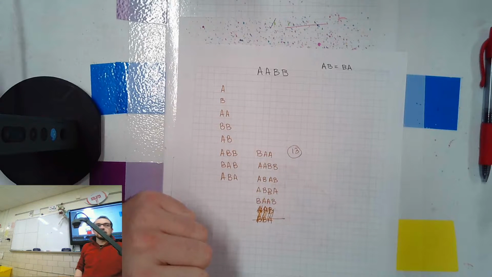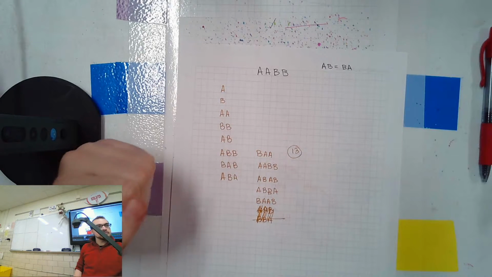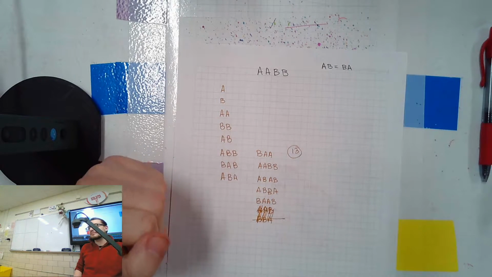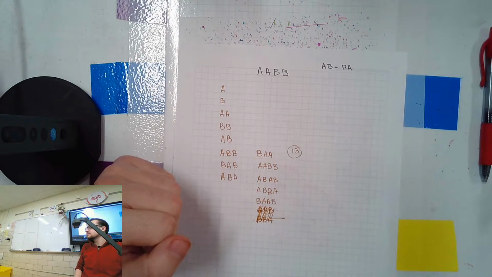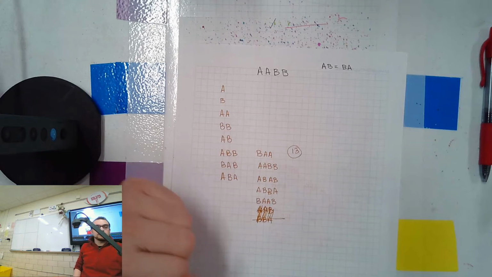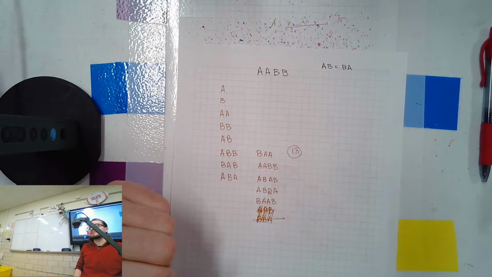Where do the other ones come from? How did she get 13 when I only got 8? And I'm not saying my answer's right. I'm saying her answer is right. I'm missing stuff.